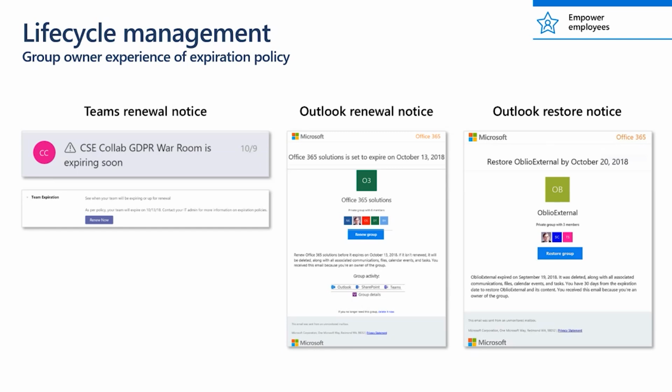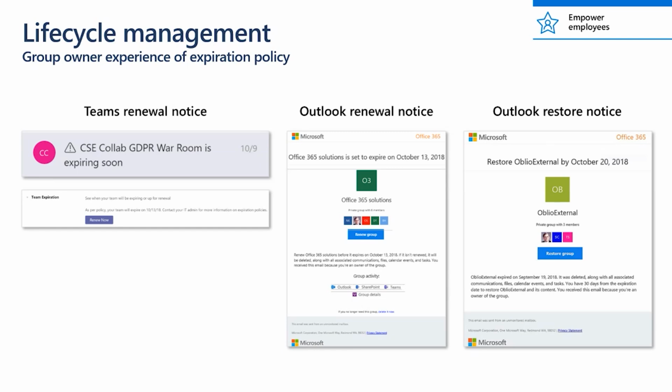And I get 3 warnings. I get a 30-day warning, a 15-day warning, and a 1-day warning. If I still take no action and the group therefore gets deleted, I get a final mail as group owner that says, hey, your group has been deleted. Do you want to bring it back to life? And you have 30 final days to bring your group back to life.